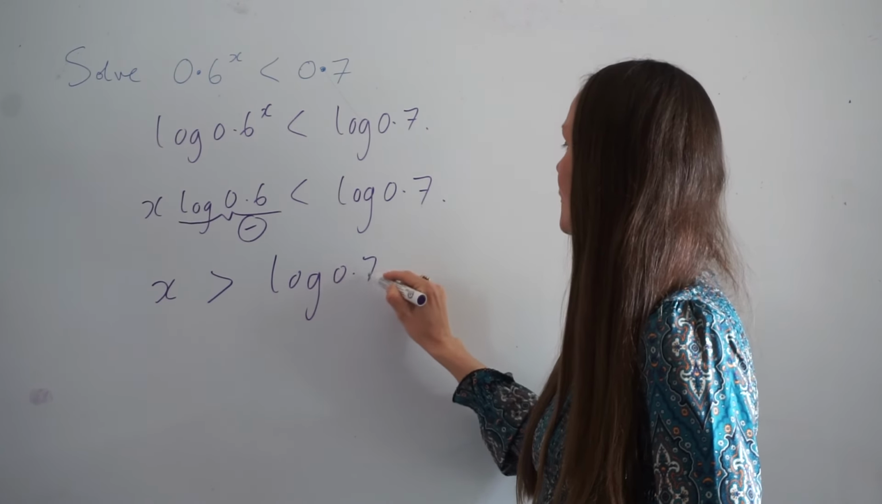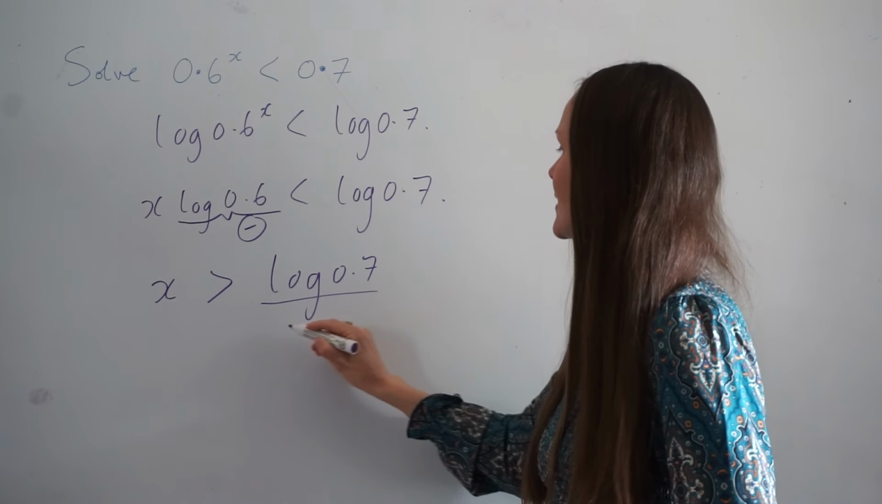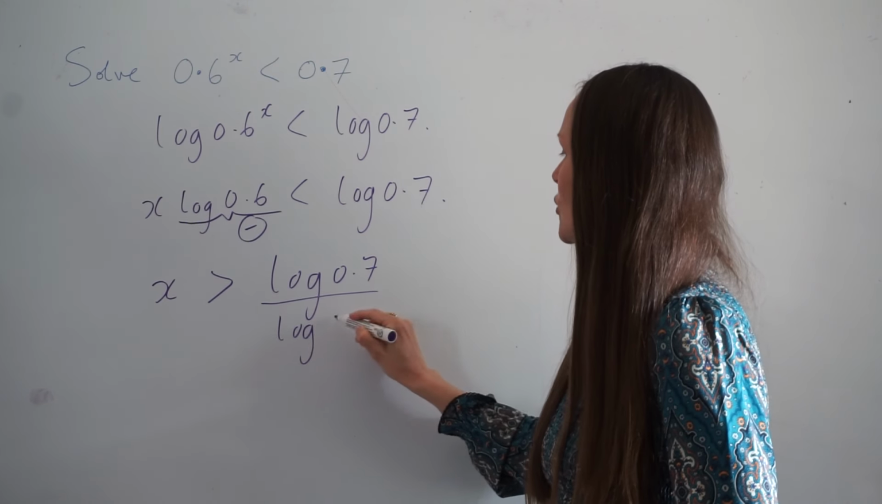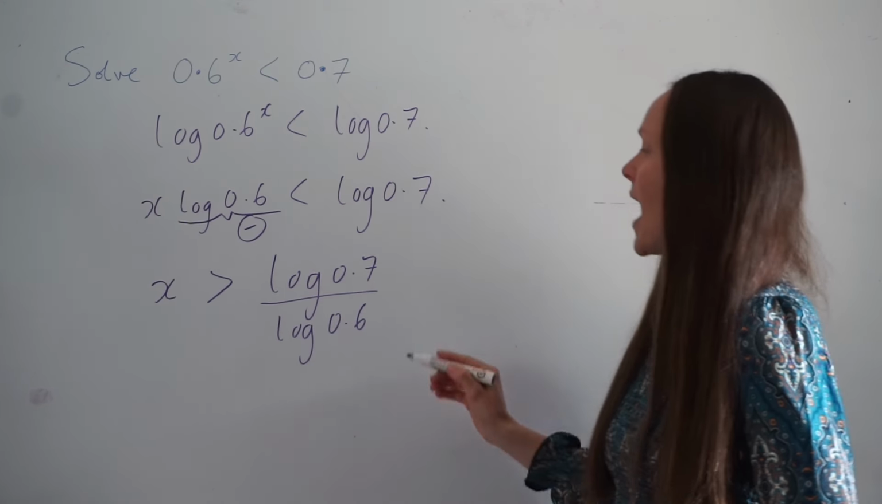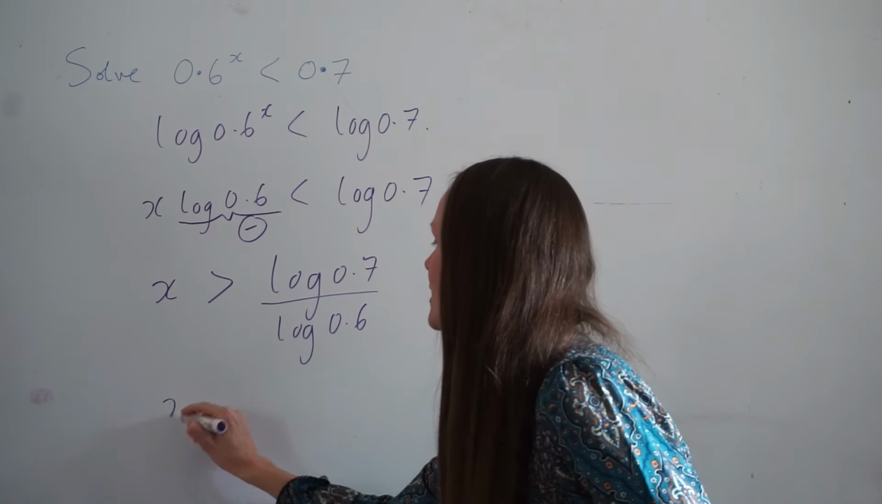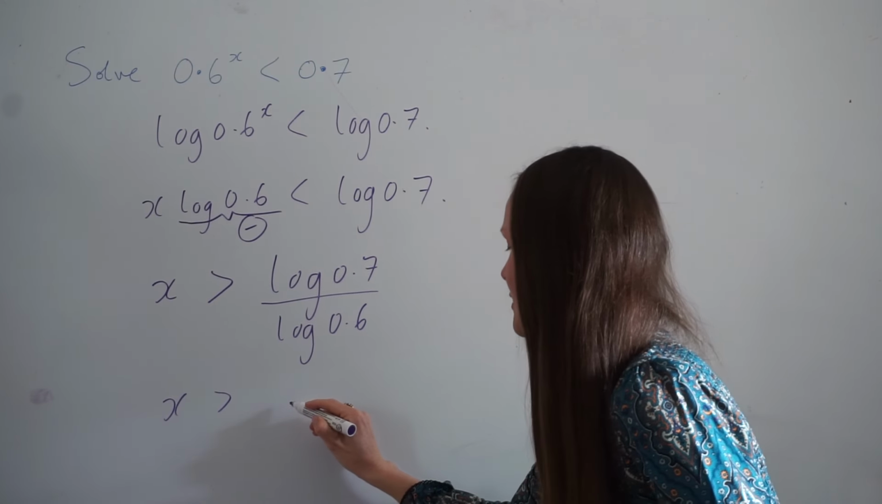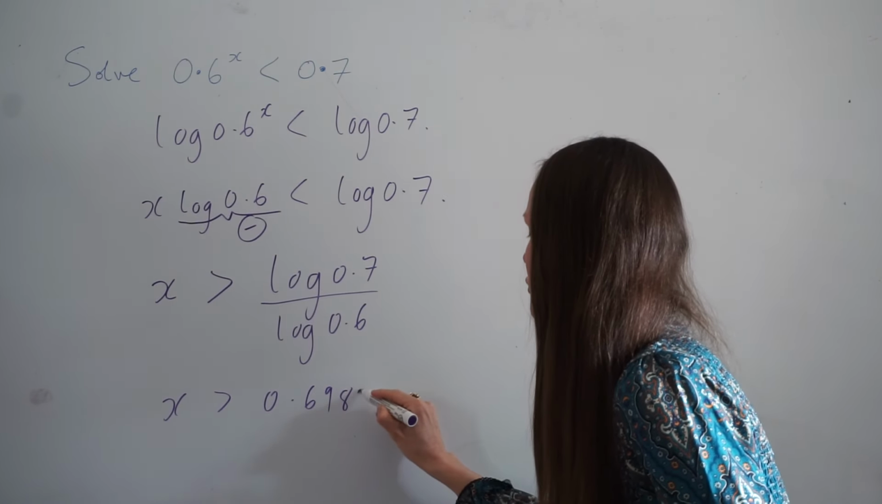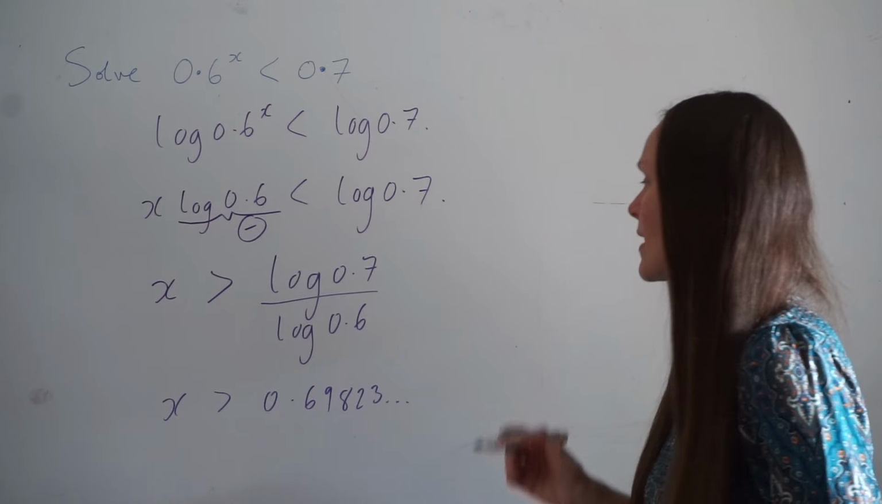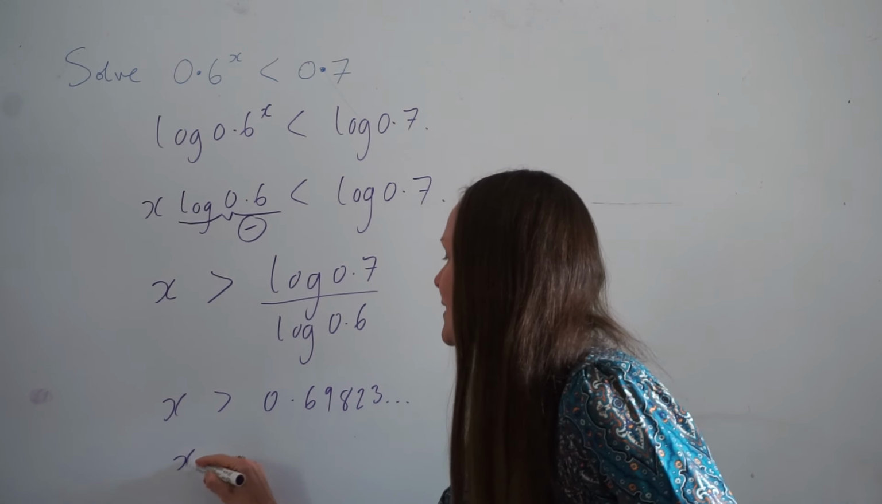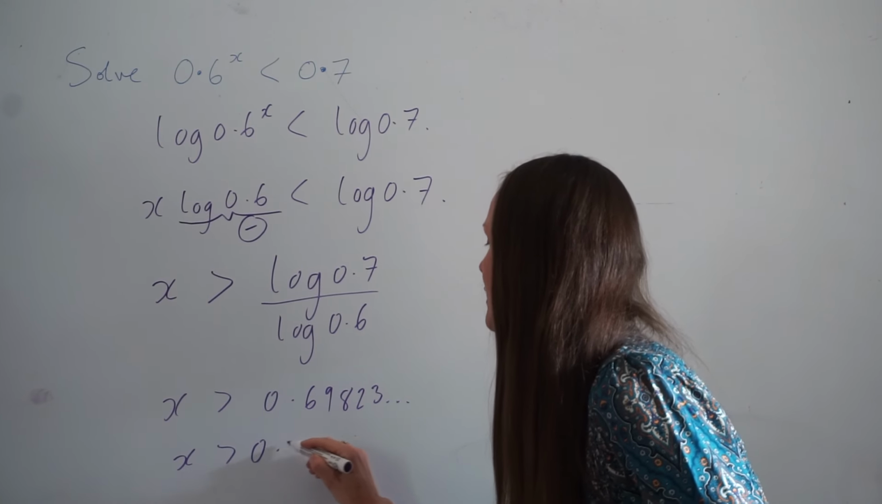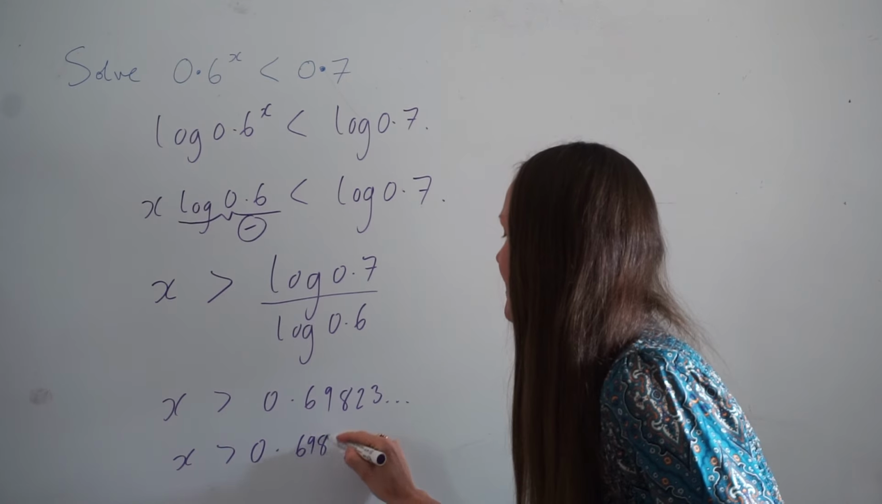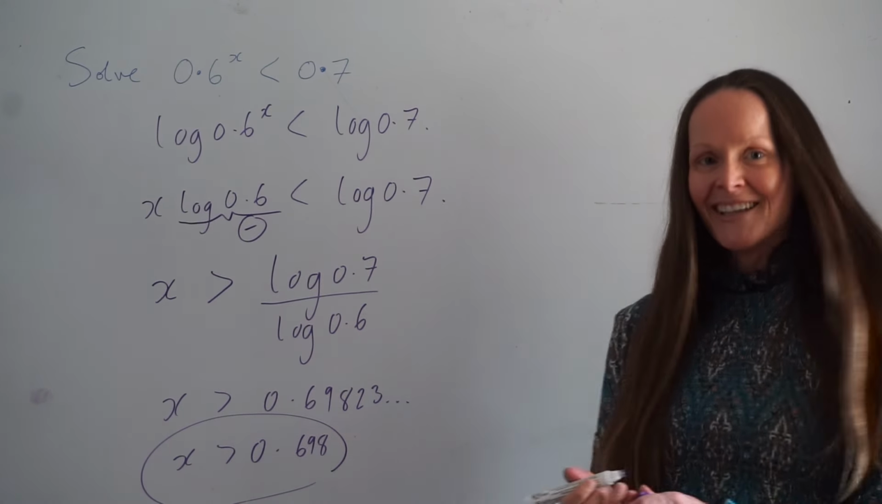And remember, we're dividing by log 0.6. So it's the denominator in this fraction here. And then when you put this into the calculator, you should find that x is greater than 0.69823 and so on. Okay, if I round that to three significant figures, we can say that x is greater than 0.698. Okay, there we go.